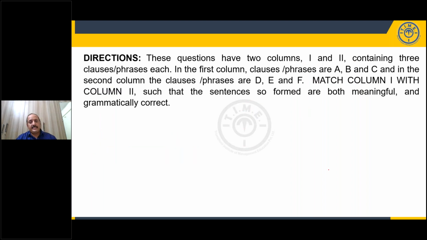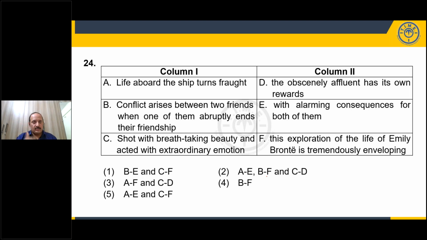Okay. And now lastly, for the last set of questions, 24 to 30, these questions have 2 columns, 1 and 2, containing 3 phrases or clauses each. So in the first column, the phrases or clauses are A, B, and C. Second column, D, E, and F. So match 1 with 2 such that the sentences so formed are both meaningful and grammatically correct. So as in this case, if I take a look at this question, there are 2 columns, 1 and 2. So in 1, I have 3 parts, A, B, C. In 2, I have 3 parts, D, E, and F. And I have to see which of them, if matched, create a complete sentence.